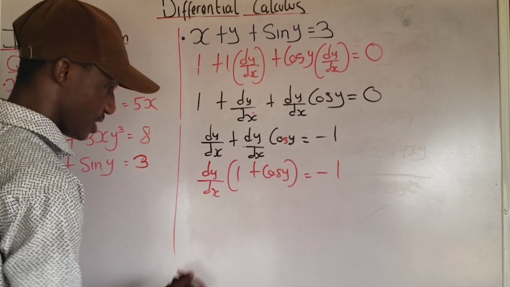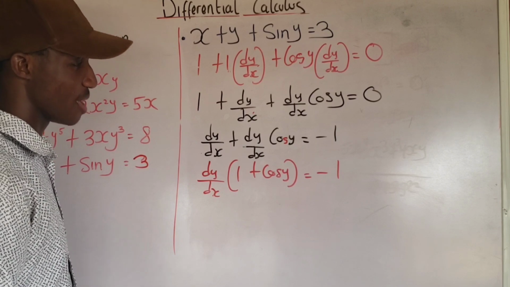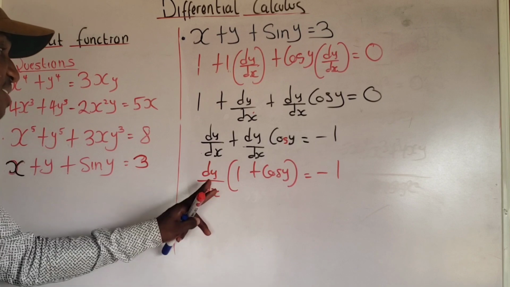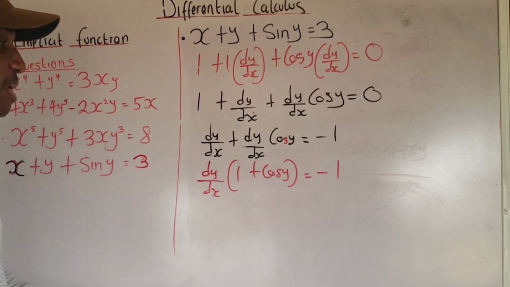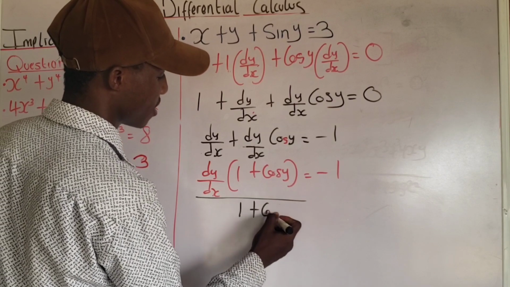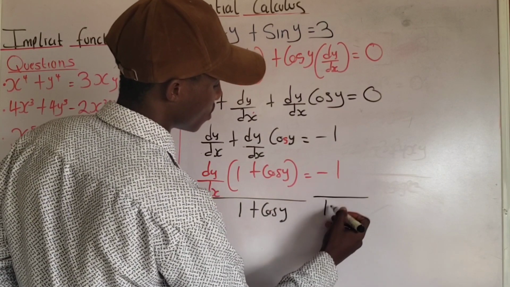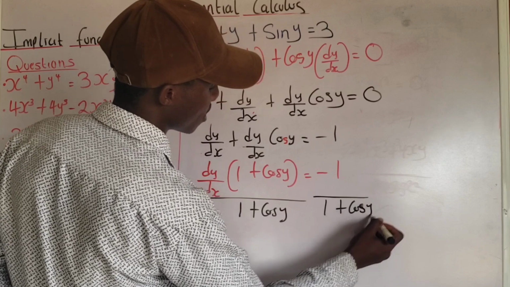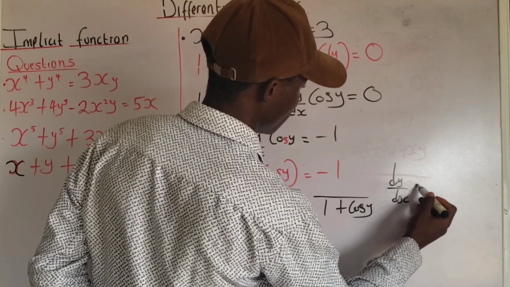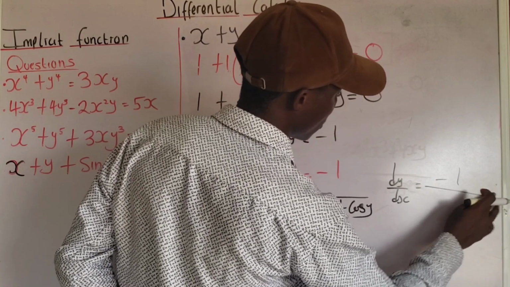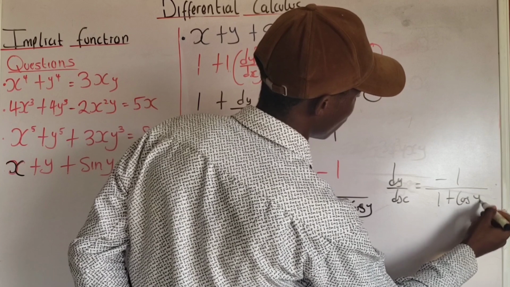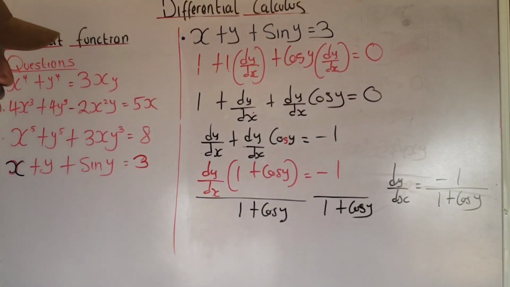Now, the next step is to divide both sides by 1 plus cos y, because the goal of the question is to find the derivative of y with respect to x. I'm going to divide both sides by 1 plus cos y. So that means dy/dx will be equal to negative 1 all over 1 plus cos y. You can see that it's very simple.